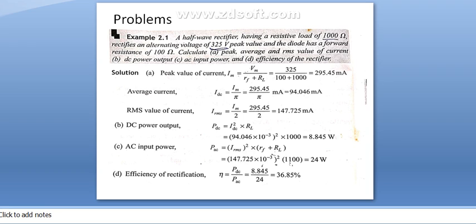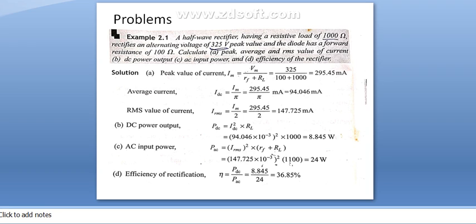We can write I equal to V by R. So Im equal to Vm by Rf plus RL. Here the diode internal resistance, or forward resistance of the diode, is 100 ohms. Then Im becomes Vm is 325 by Rf is 100 plus RL is 1000. So it becomes 295.45 milliamperes. That is the peak current or maximum current.